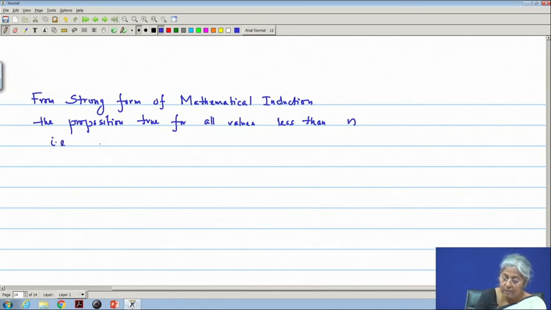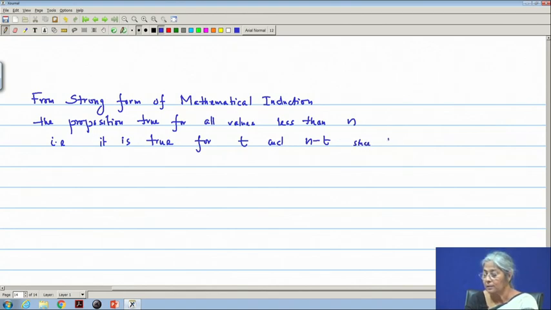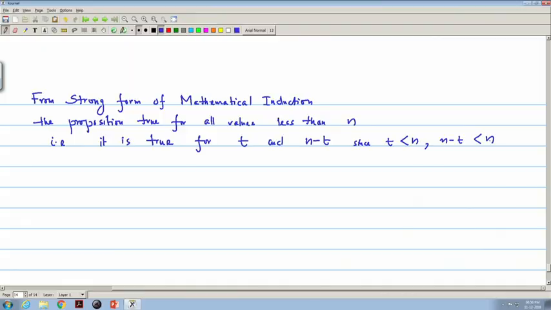That means it is true for t and n minus t, since t is less than n and n minus t is also less than n. Since we have partitioned, or we have inserted the parenthesis, so that t numbers are multiplied in one part and the rest n minus t are multiplied in another part.